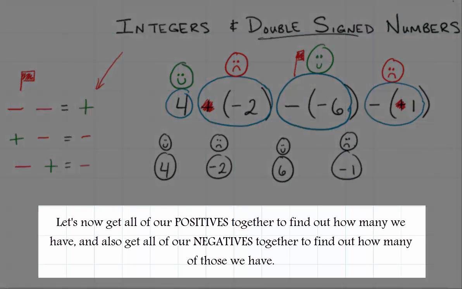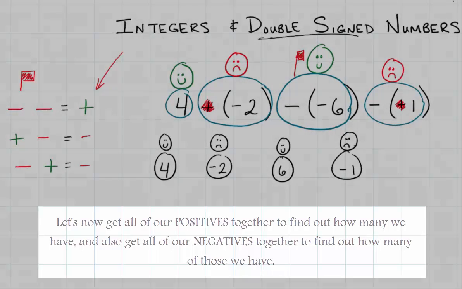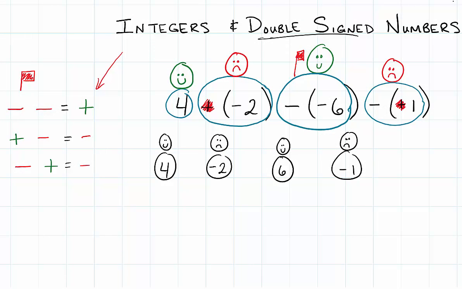And now my strategy is that I want to put all my negatives together on one side of the room and all my positives on the other. And so I notice I've got a 4 and a 6, and that gives me a total of 10 positives. And I can put the sign there if I want to, or I can erase it and just leave it as 10.